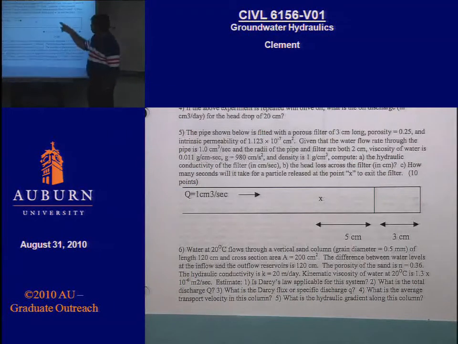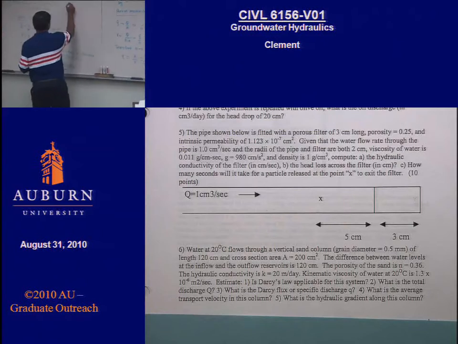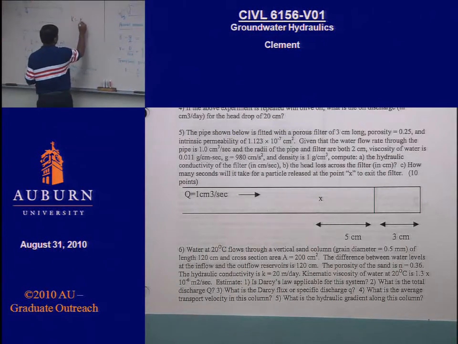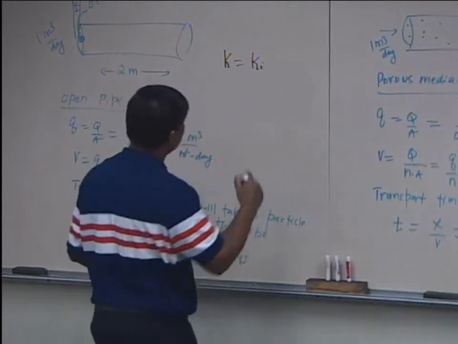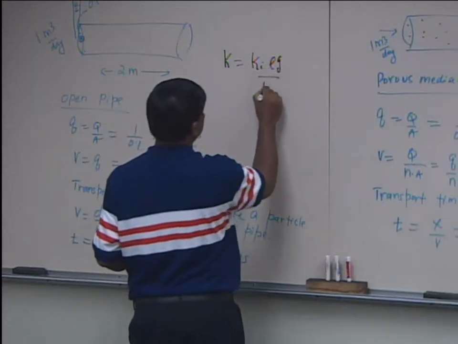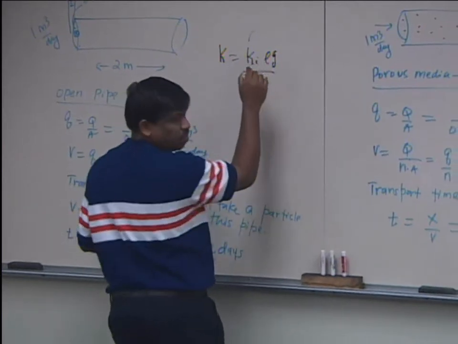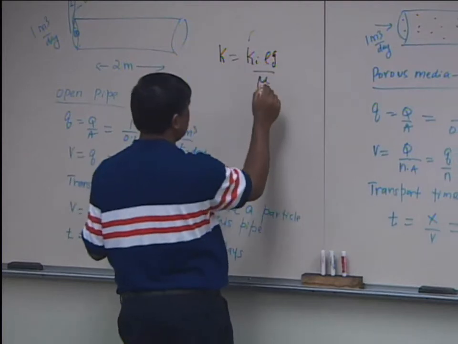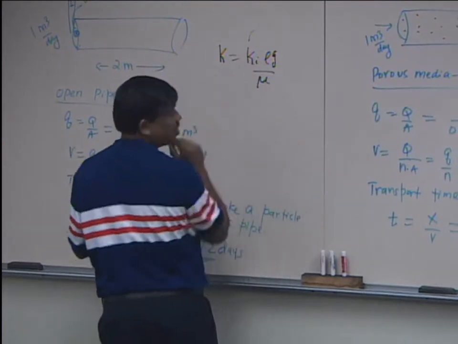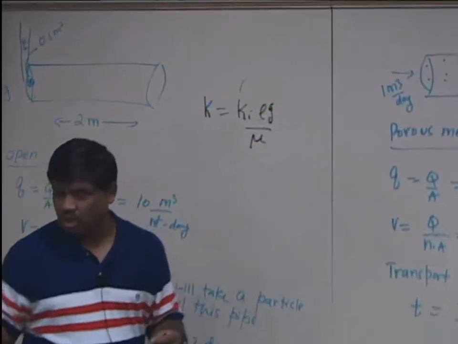And then find the conductivity, and there is an equation we derived in the last class which connects permeability to conductivity, right? K is equal to Ki rho g by mu. So if I know the permeability, density of the fluid, gravitation constant, and viscosity, I can find hydraulic conductivity. So that's another thing they want you to find.